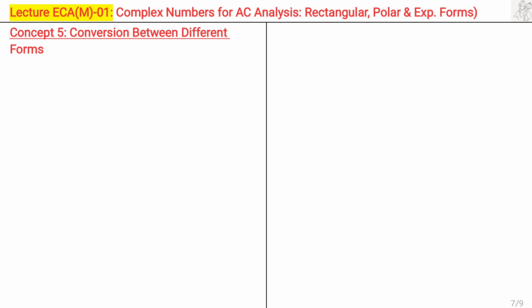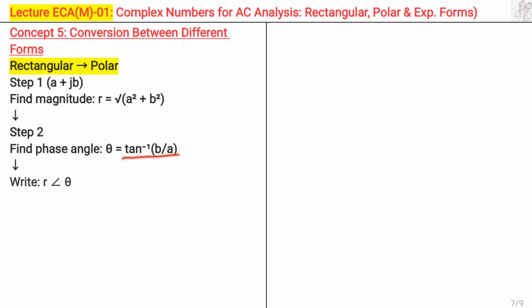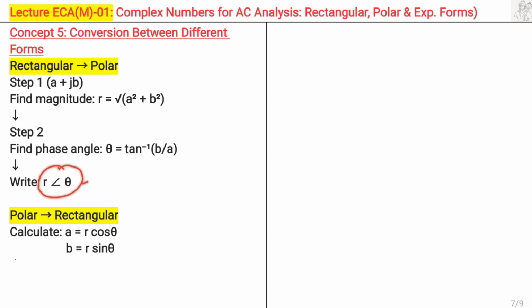And finally, the conversion between different forms. First is rectangular to polar conversion. Rectangular is A plus jB. Magnitude is written as the square root of A squared plus B squared. Phase angle is tangent inverse of B by A. And the polar form is R angle theta. Then polar to rectangular form, this is the polar form. To convert it into rectangular form, we have to first find A, which is R cos theta, and B is R sin theta. Therefore the rectangular form becomes A plus jB.